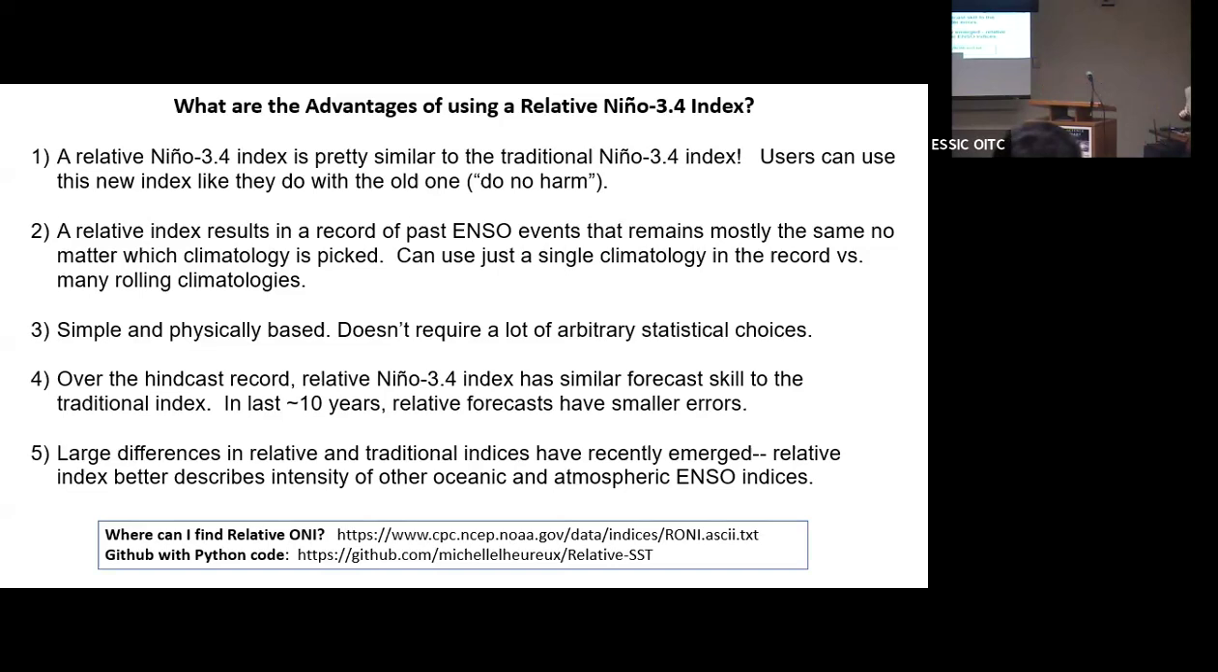Thanks so much for the talk. I'm wondering if you've looked into how the global teleconnections respond to relative ONI versus traditional ONI. I would imagine they respond better to the full fields, like sea surface temperature, and that's always bothered me. Yeah, it's a really good question.